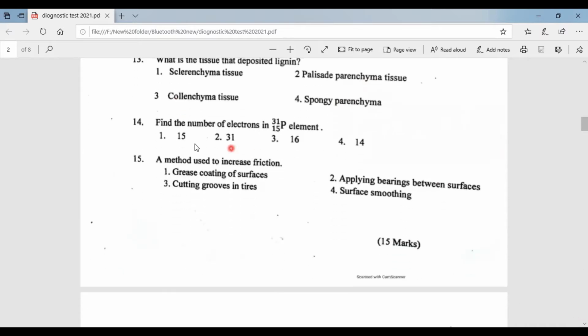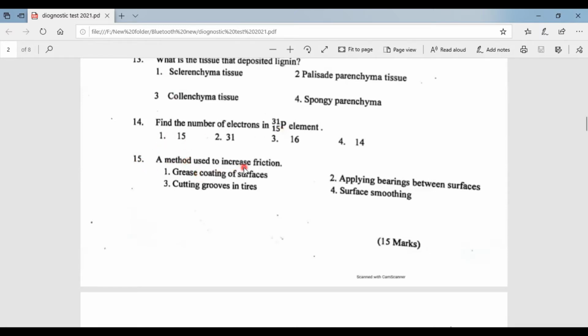14. Find the number of electrons in the P-31-15 element. They ask about the number of electrons. You can take it from the atomic number in the bottom part. 15 is the atomic number here. It is equal to the number of protons and also the number of electrons. So answer number 1, 15.